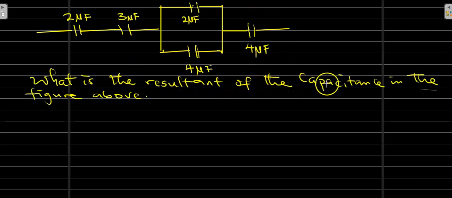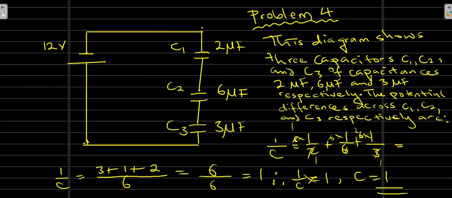What is the resultant of the capacitance? Oh, sorry. We need to find the voltage. In this case, we found the capacitance is equal to 1. Since the capacitance is equal to 1, we need to know that the formula Q is equal to CV. And we are to find V. Therefore, V is equal to Q over C, which is the formula that we are supposed to use.